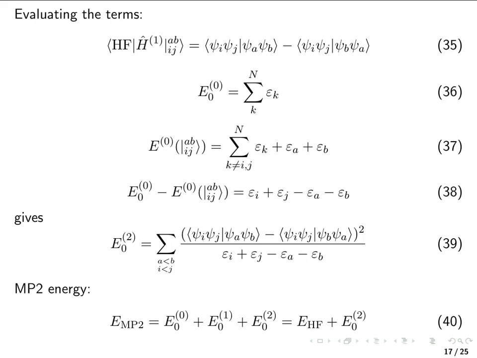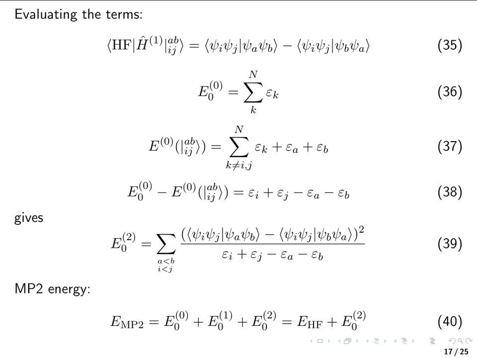And what is called the MP2 energy is then the sum of the zeroth order energy, the first order energy correction, and the second order energy correction. So this is the sum of the Hartree-Fock energy plus this second order energy correction. And this method, Møller-Plesset perturbation theory second order, is actually the cheapest method for calculating a correction to the Hartree-Fock energy.